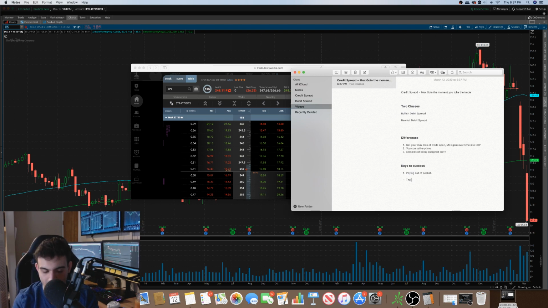the leg you buy, so your long leg. We'll say the long leg equals more expensive than the short leg. So the leg you buy is not much more expensive, just more expensive than the leg you sell. That way you end up paying out of pocket instead of gaining a credit.